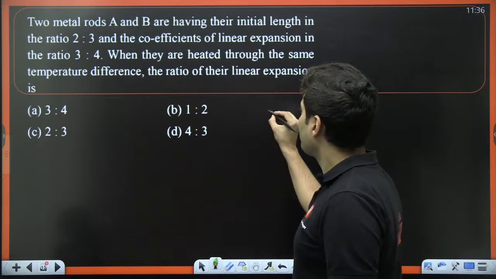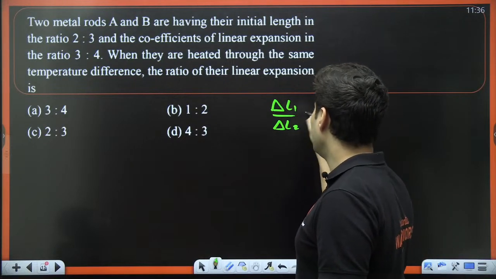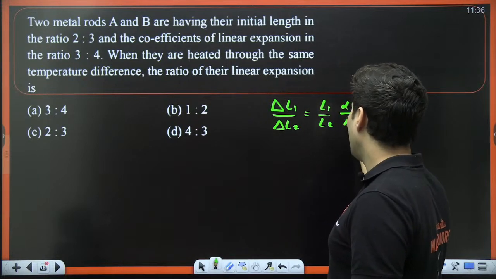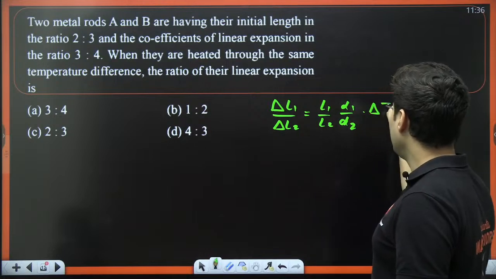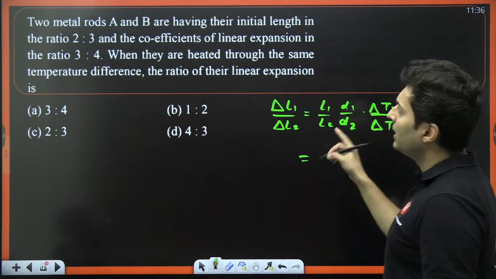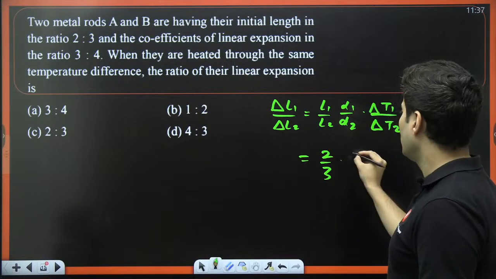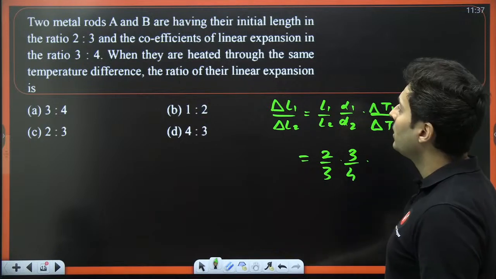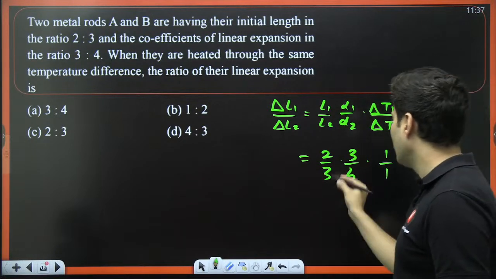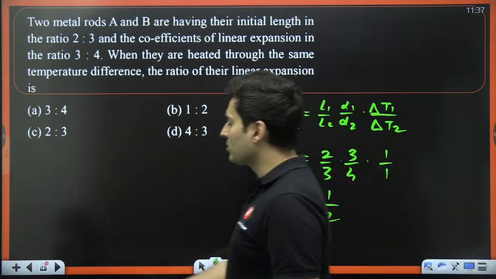The ratio of their expansion, delta L1 by delta L2, will be L1 by L2, times alpha 1 by alpha 2, times delta T1 by delta T2. The length ratio is already given as 2:3. The alpha ratio is given as 3:4. They are heated through the same temperature difference, so that is 1:1. The 3 cancels, and 2 by 4 becomes 1/2. So 1/2 is option A.